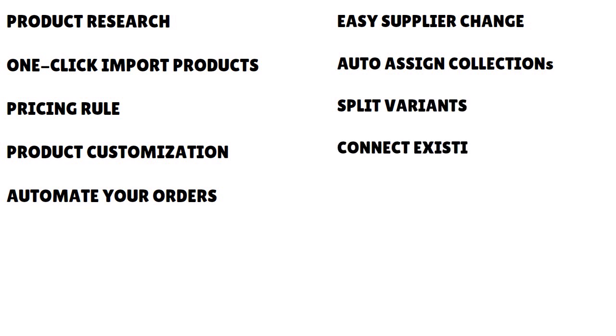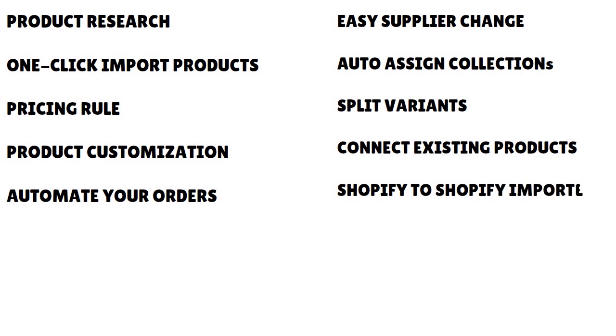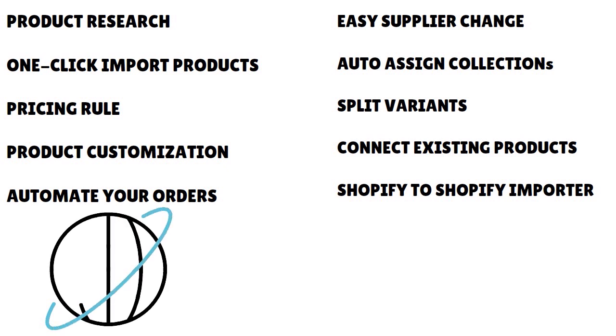You have product research, one-click import products, pricing rules, product customization. You have order automation, easy supplier change, auto assign collections, split variants. You can connect your existing products, and you have what we call their legendary Shopify to Shopify importer. You just need to install the Importify for Firefox extension, and you can start adding products from other Shopify stores with a click.